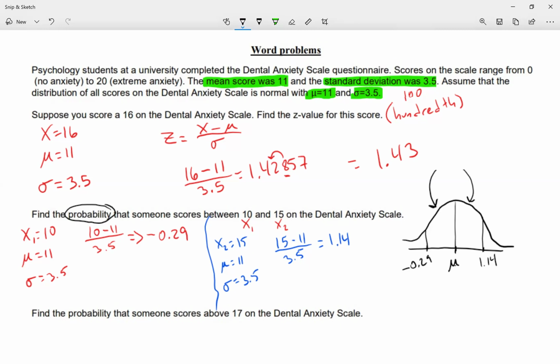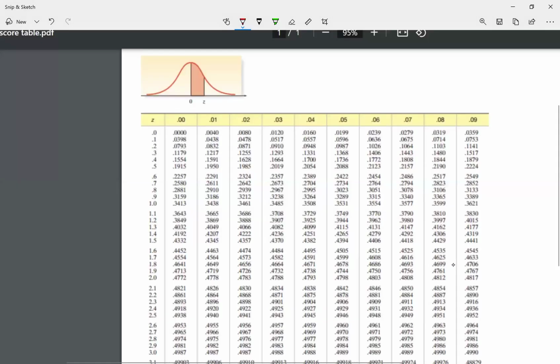Okay, so I'm thinking, okay, so negative 0.29. I'm looking at this one first. Let me look at my chart. I'm looking at negative 0.29. Okay, I'm gonna ignore the negative sign. So I'm looking at positive 0.29. Like I said, I'm gonna ignore the negative sign because this thing tells me what's the area from mu. It doesn't matter if it goes to the right or to the left.